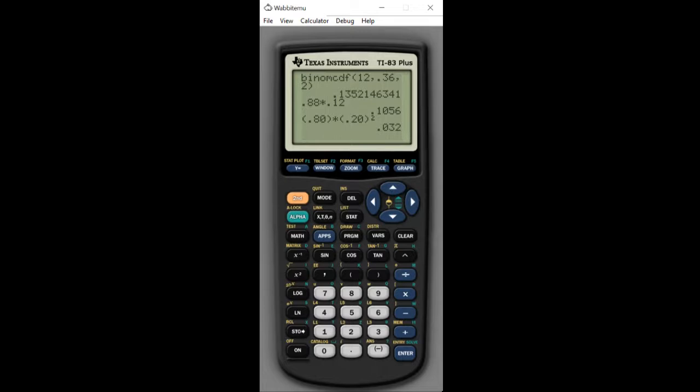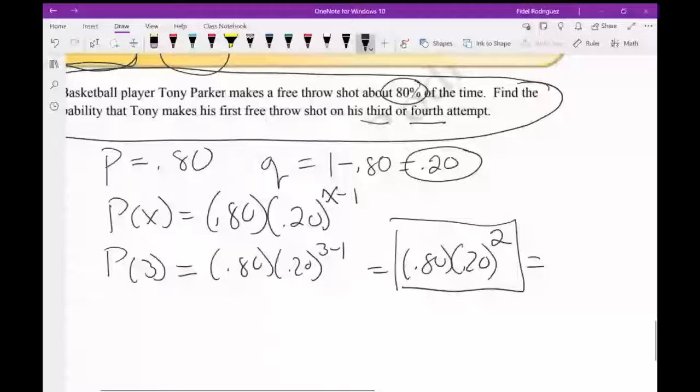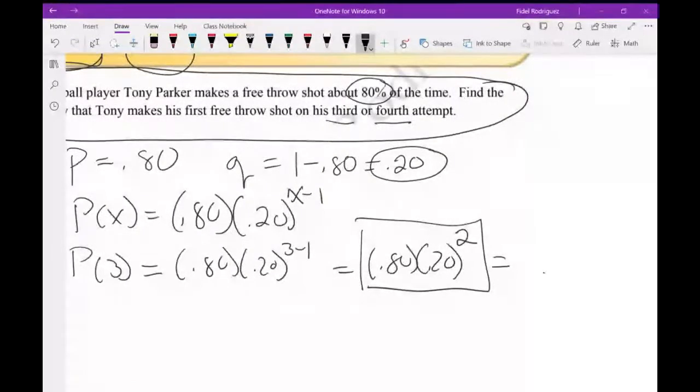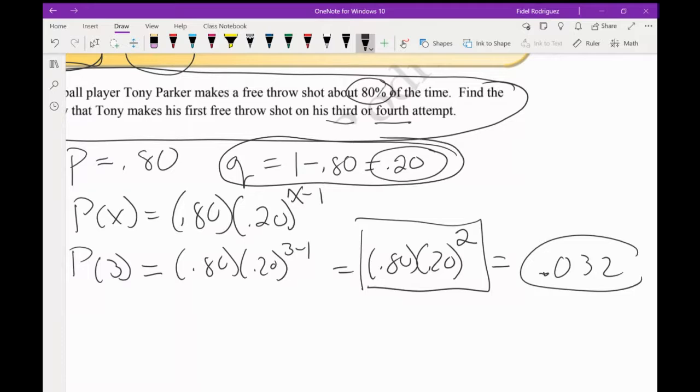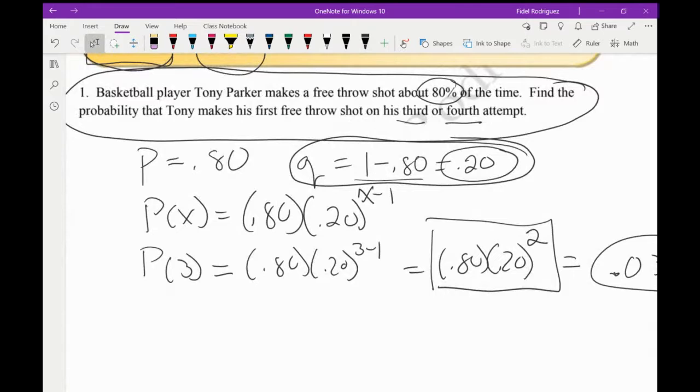So I'm going to stop sharing my calculator real quick and come back to my notes. The number we came up with is 0.032. Here's my 0.20. Remember how I got it? It has to add up to 100, so I did 1 minus 0.80. Okay, that's what's going to happen if it's on his third attempt. What happens if it was on his fourth attempt? I would do it exactly the same way.